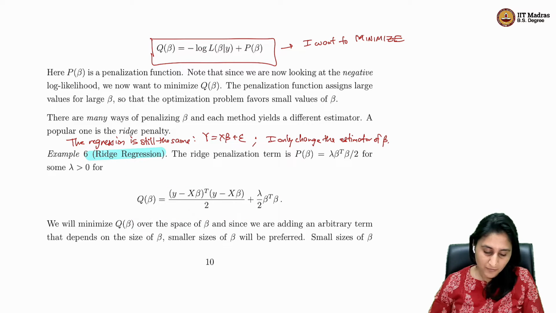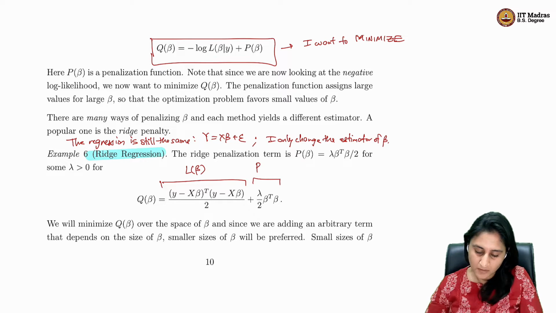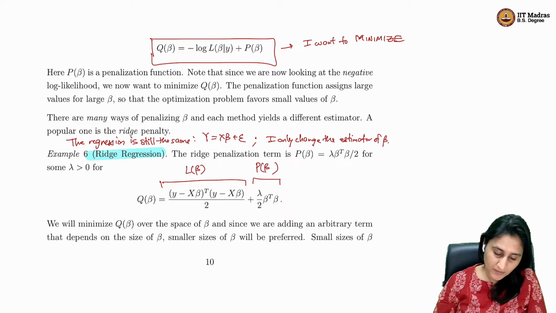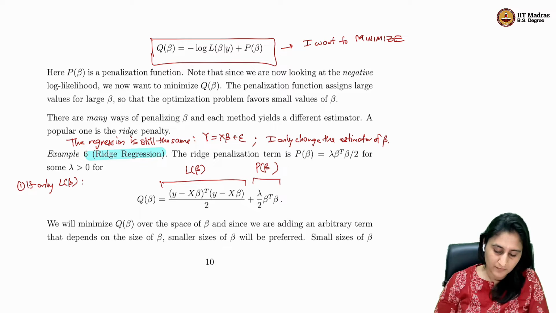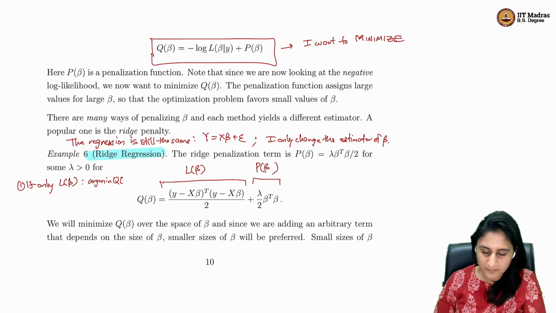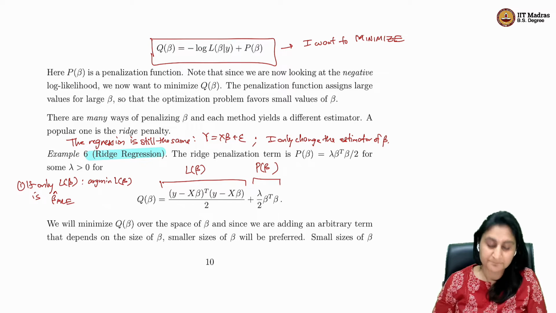Okay, so again, now if I call this L beta and this P beta. Okay. So let's look at this again. If only L beta was there, then the arg min of L beta is just beta hat MLE. It's just the maximum likelihood estimator.